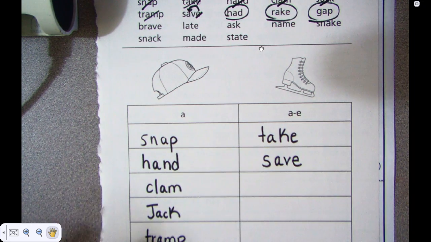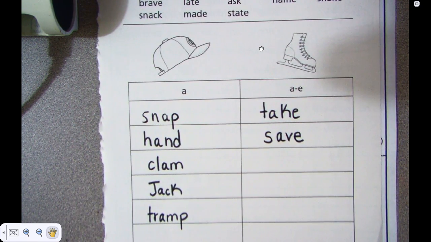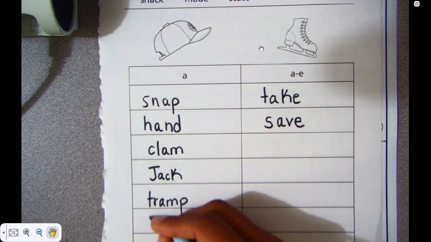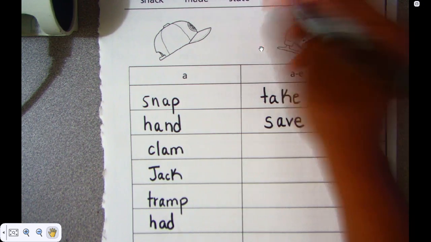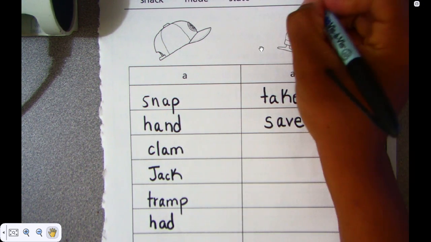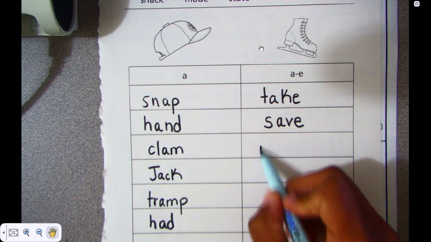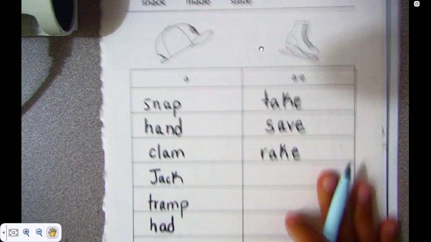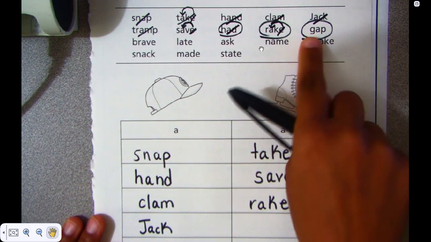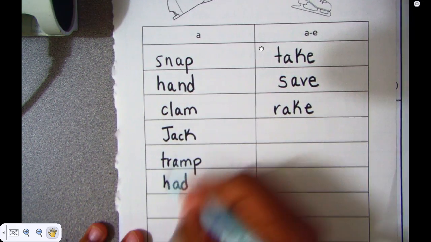So if you paused and you made your own sort, what I should have seen was the word had in the short A column. See my silent E here at the end, jumping over a consonant. So that's going to be rake, rake. And then the last one, gap. No silent E, so it's going to have the short A sound.